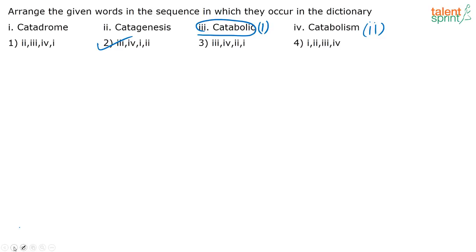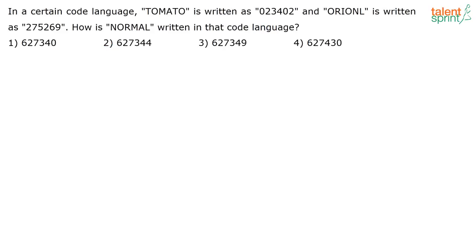Good. So let's move on to the next question. The next question is there on your screen. In a certain code language, tomato is written as 023402 and ORIONL is written as 275269. How is normal written in that code?